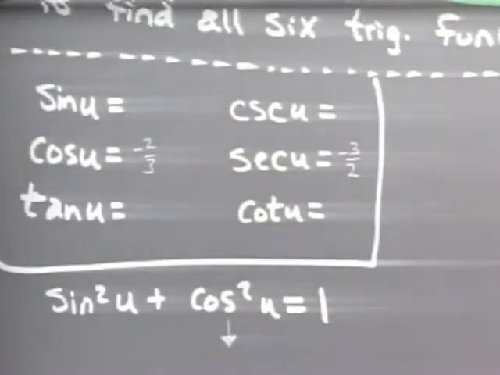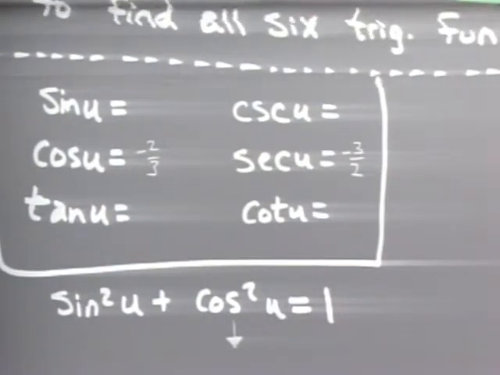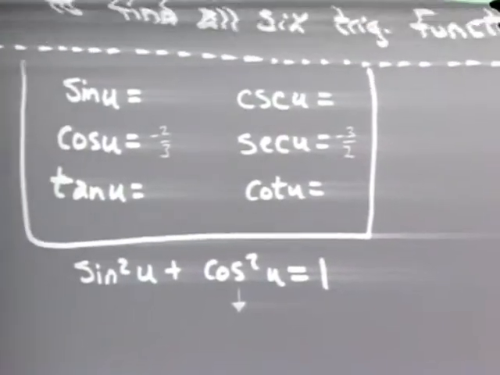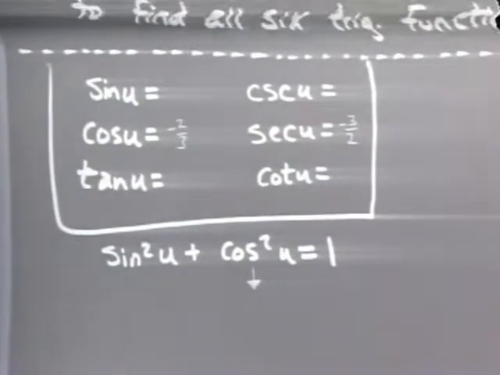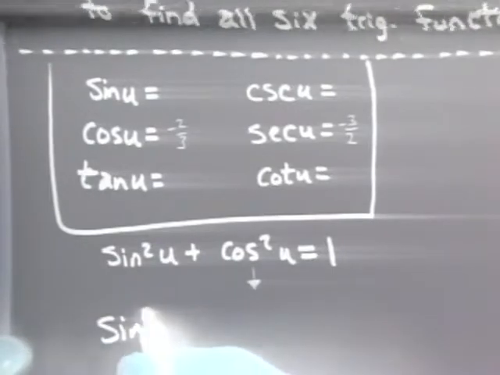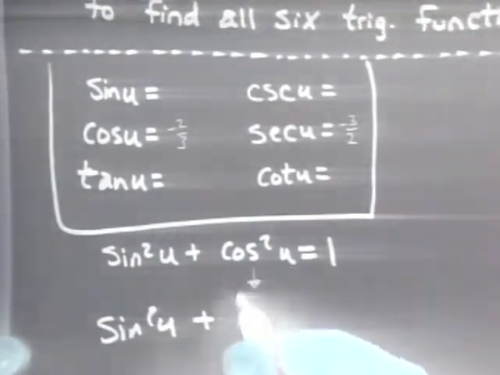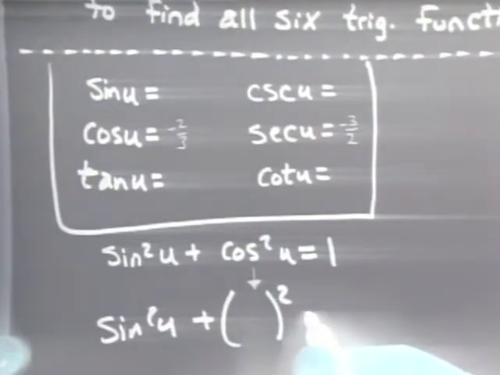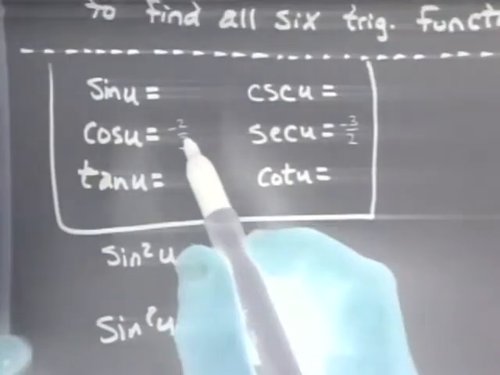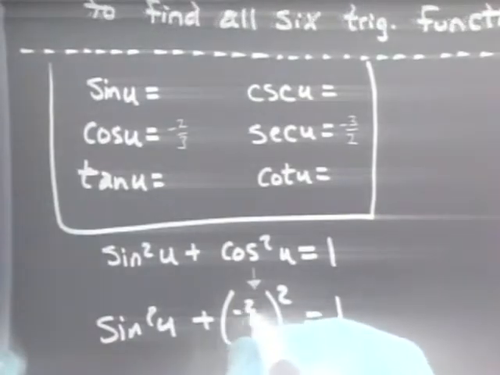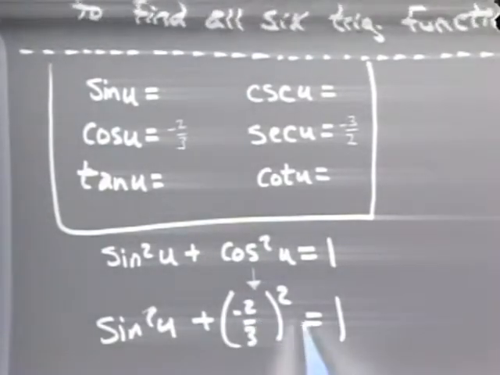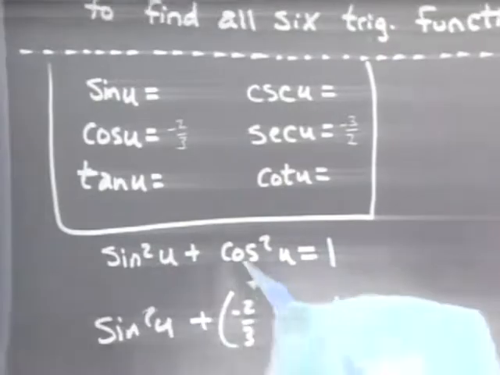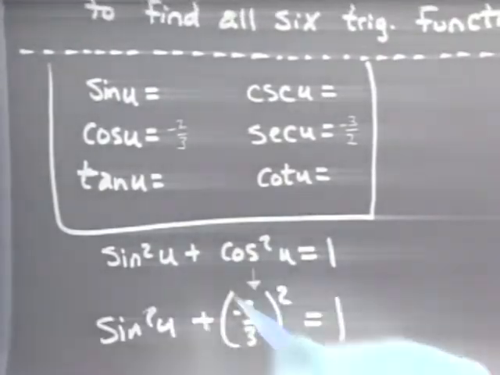So when you see the squared, or you have sine times sine, it makes sine squared, and we put it like right next to the end. All right, so here's what we're going to do. We're going to take our sine squared u plus cosine squared u equals 1. And we are going to replace, I'm going to go ahead and write sine squared u again, plus whatever cosine is squared. This says cosine is negative 2/3, like that. There, so sine squared u plus negative 2/3 squared equals 1.